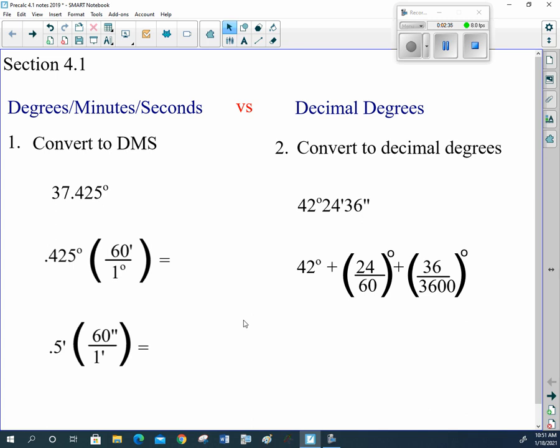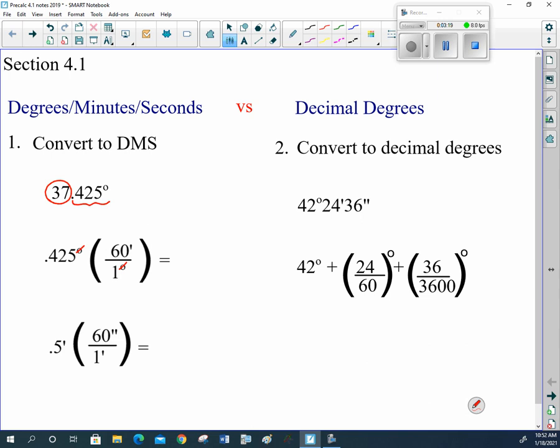Well, this first example right here has 37.425 degrees, and we want to convert that to degrees, minutes, and seconds. So that's what the DMS stands for. First of all, the 37 degrees is good. We know 37 is our unit part, our degree part. It's this piece right here that we need to put into minutes and seconds. So we're going to take that decimal, 0.425, and multiply it by 60 minutes over 1 degree. Those of you that have done unit analysis, that degree symbol and that degree symbol will reduce, and then you're going to multiply that out.